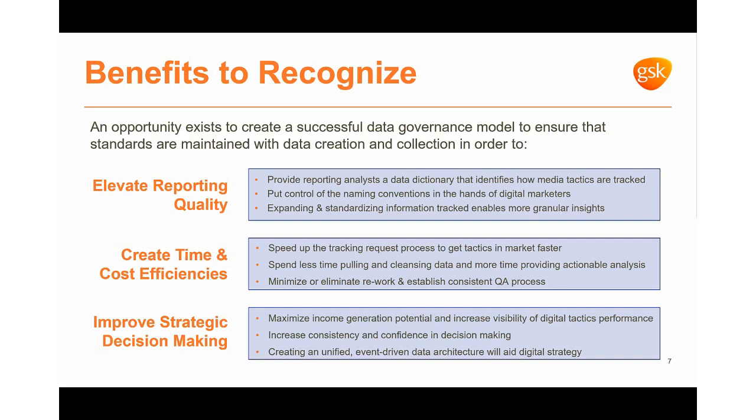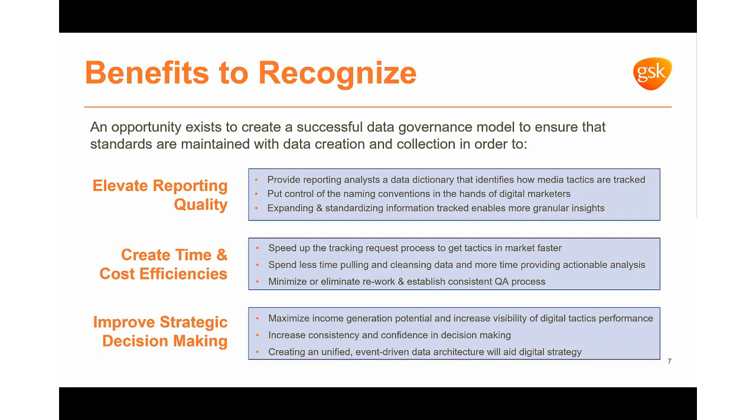By putting the control of the naming conventions in the hands of the digital marketers, you give them the power to name their tactics as long as they align to a standard or convention. Everybody knows what everything is called. And then by expanding and standardizing on the information that we track, i.e. more fields or dimensions that we track the data by, that's documented, we enable more ways to slice and dice the data, which will arrive at more granular insights and more ROI driving optimization opportunities.